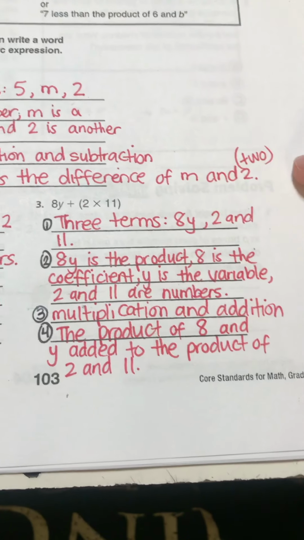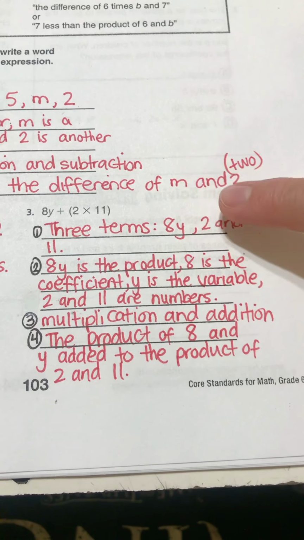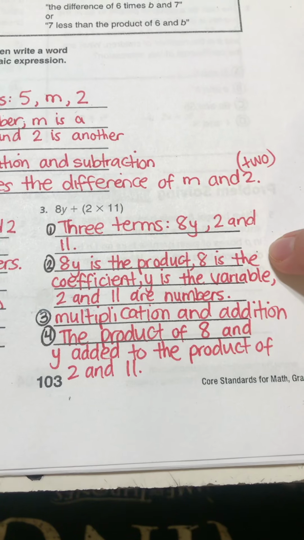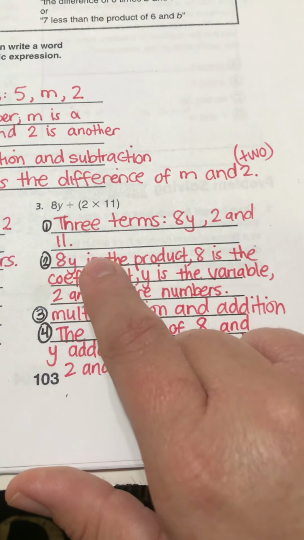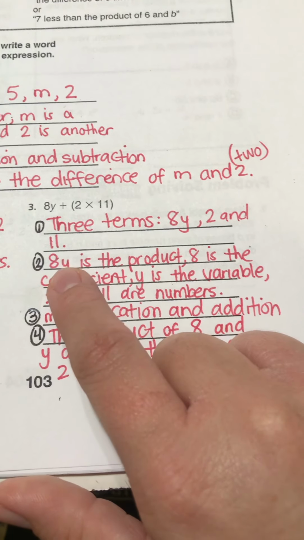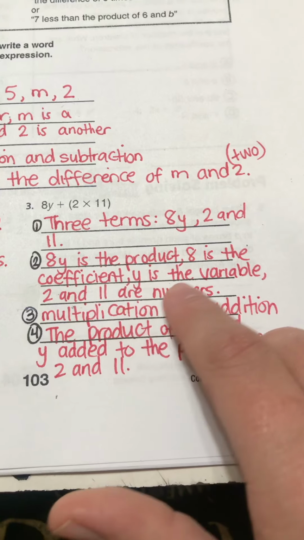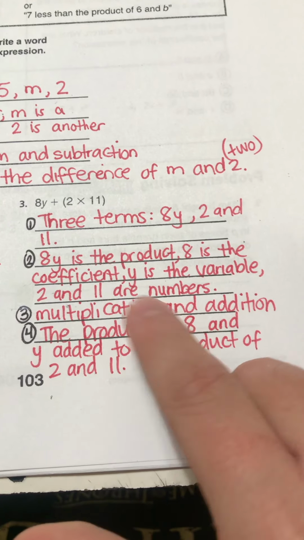Okay, let's go over to number 3. So here we also have 3 terms. We have 8y, 2, and 11. To go ahead and identify the different parts, this took up a little bit more space. We have a little bit more going on here. So 8y is the product, 8 is the coefficient, y is the variable, and then 2 and 11 are numbers.